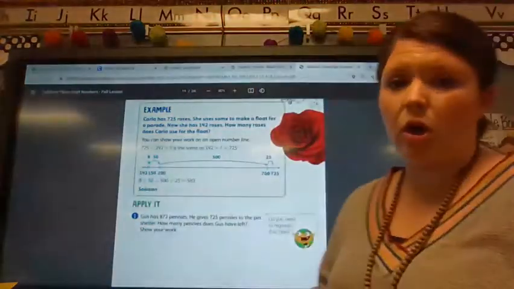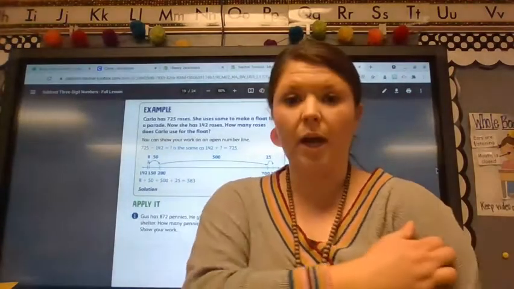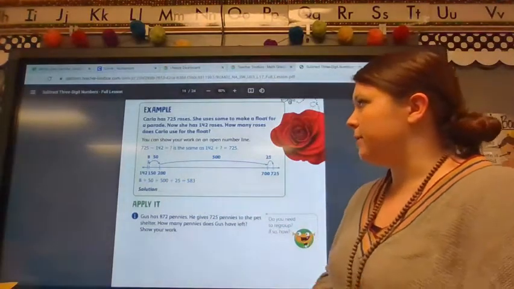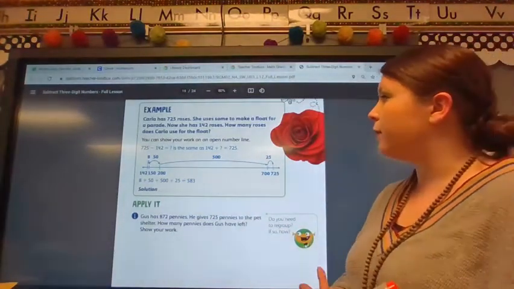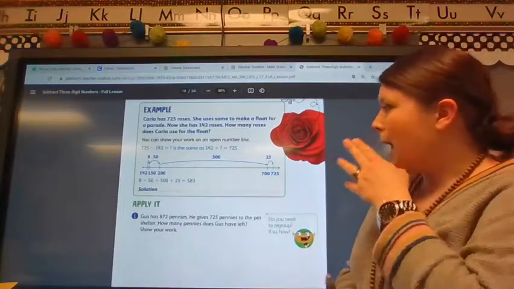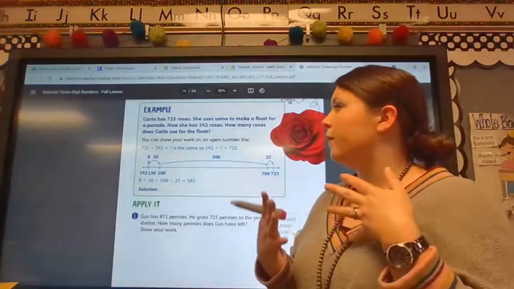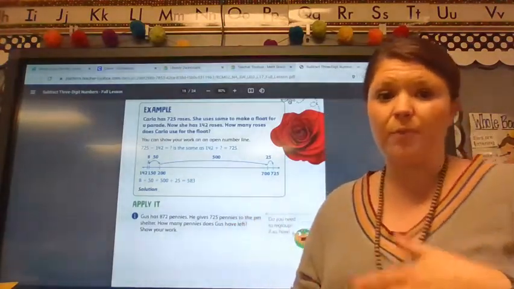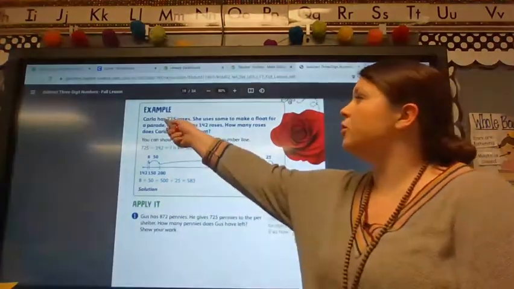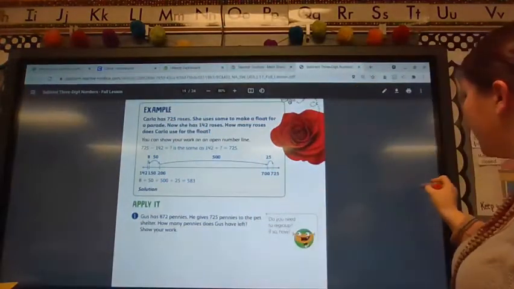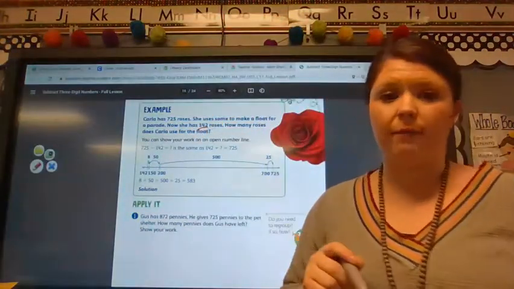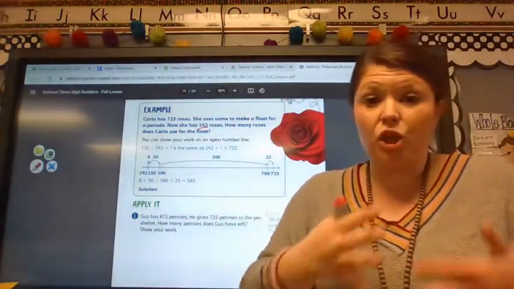Let's look at the example in our Ready Math Journal on page 431. Carla has 725 roses. She uses some to make a float for a parade. Now she has 142 roses. How many roses does Carla use for the float? So we want to know how many she used for the float. How many did she start with? She started with 725. How many does she have now? Now she has 142. We want to know how many she used on the float.